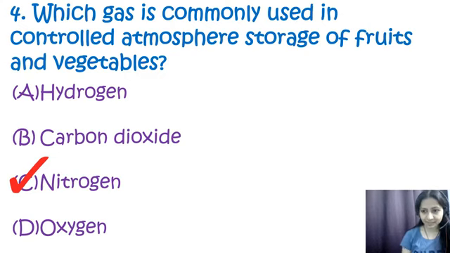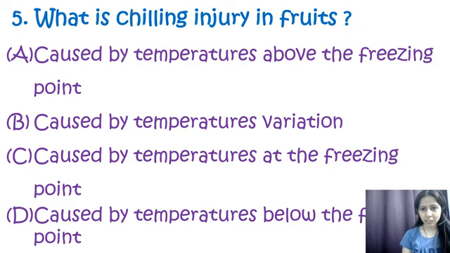So next question. Question number 5, what is chilling injury in fruits? So options are A caused by temperatures above the freezing point, B caused by temperature variations, C caused by temperature at the freezing point, and D caused by temperature below the freezing point. So over here the most appropriate answer is option A, that is caused by the temperature above the freezing point. So chilling injury in fruits is actually caused by the temperature above the freezing point. Chilling injury can lead to various symptoms such as skin pitting, browning or blackening of fresh fruits, water soaking or rotting.